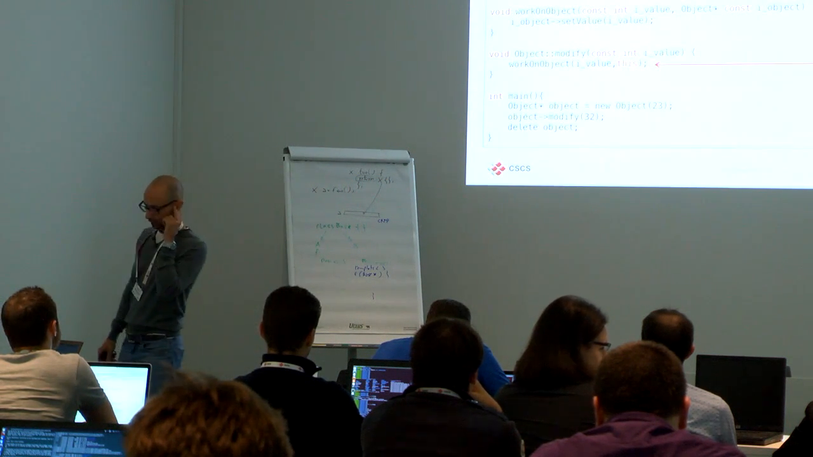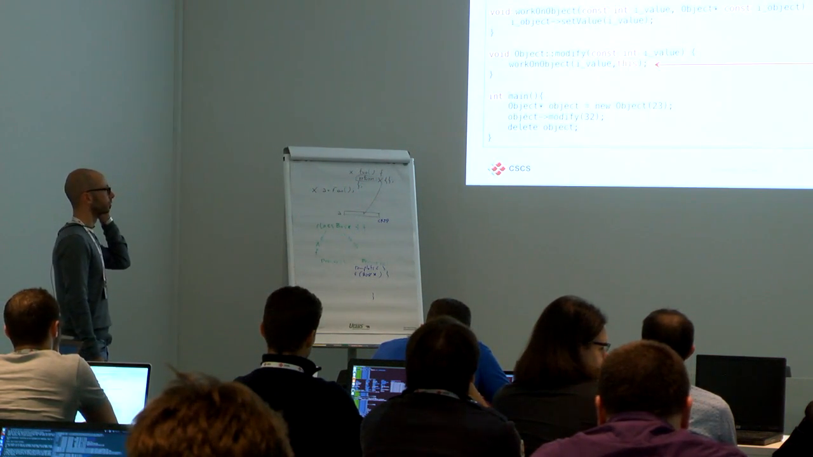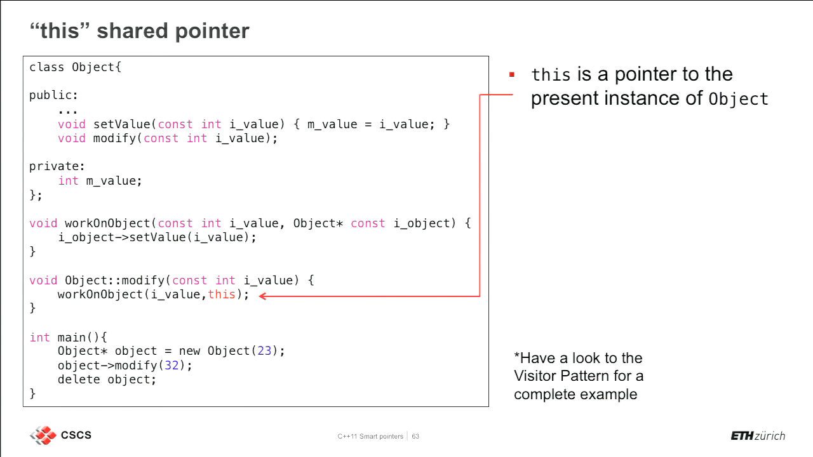This is another tricky example of usage of the smart pointer that I think can be quite interesting. So let's have a look at this class. I have this class Object, which has just a single private data member, this integer, which can be any type basically, and we have two public methods: one, setValue, which of course sets the value of the m_value variable, and then we have a modify method. The implementation of the modify method is this one.